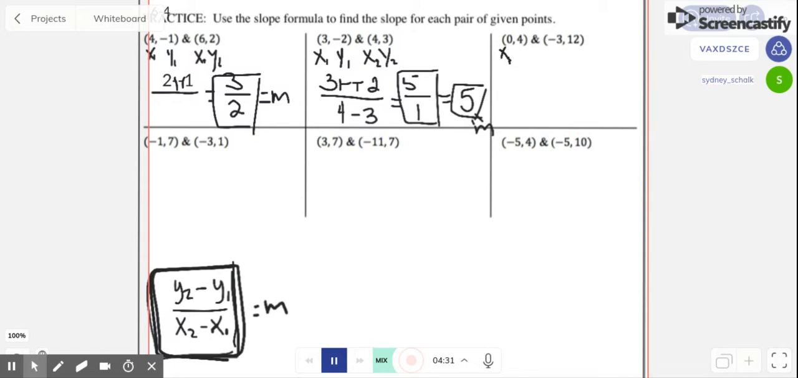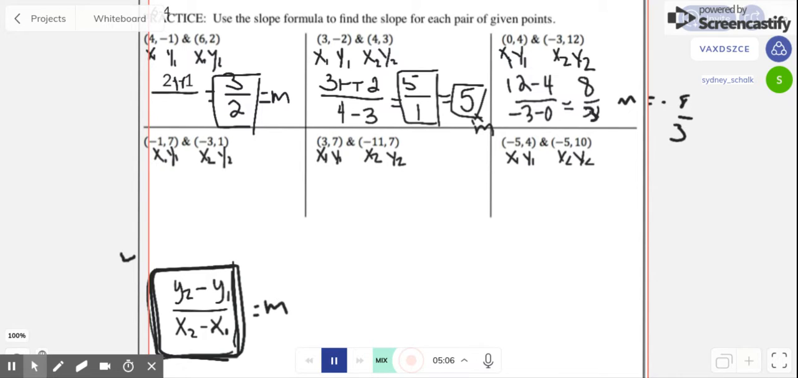Next one, we have our x1 being 0, our y1 being 4, x2 being -3, and y2 being 12. So that's 12 minus 4 over -3 minus 0. Well, that gives me 8 over -3, which really just means that my overall slope is negative, leaving me with m equals -8 over 3. Go ahead and pause the video, try the last 3 on your own, and come back and see how you did. All right, so I already went ahead and labeled that for you.